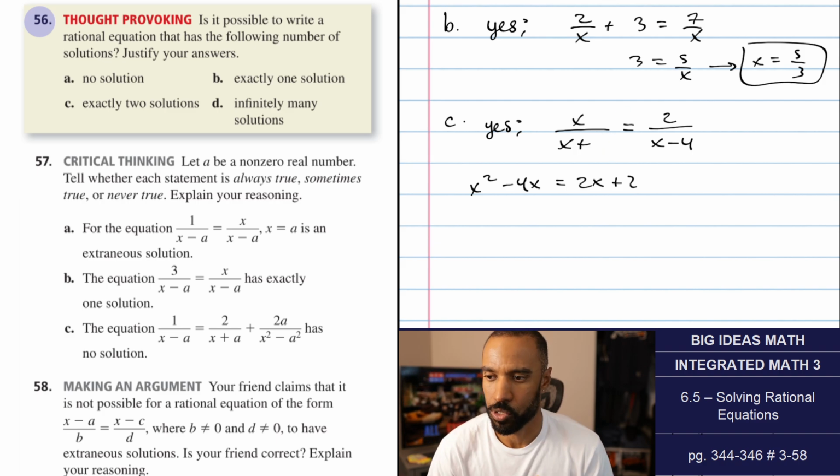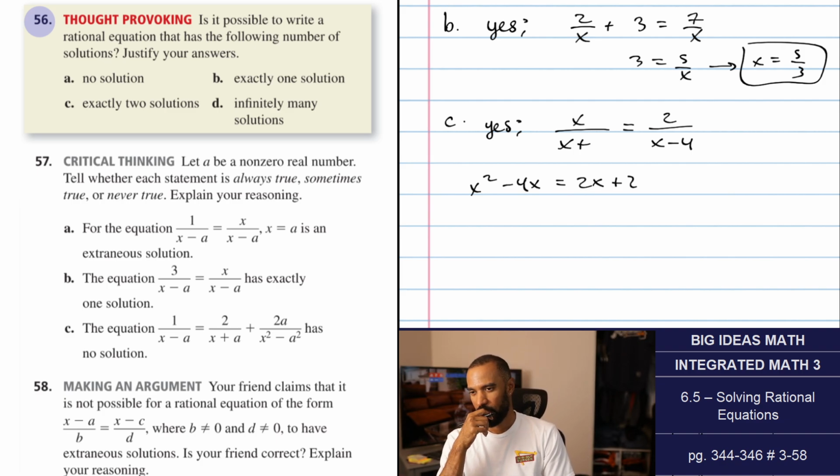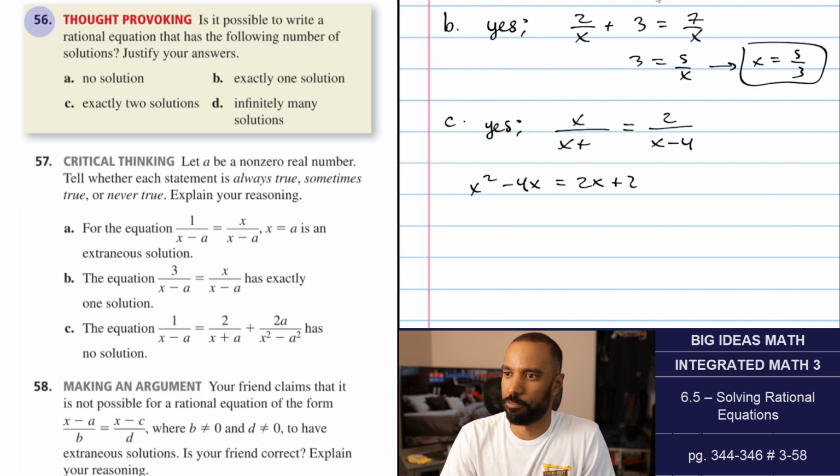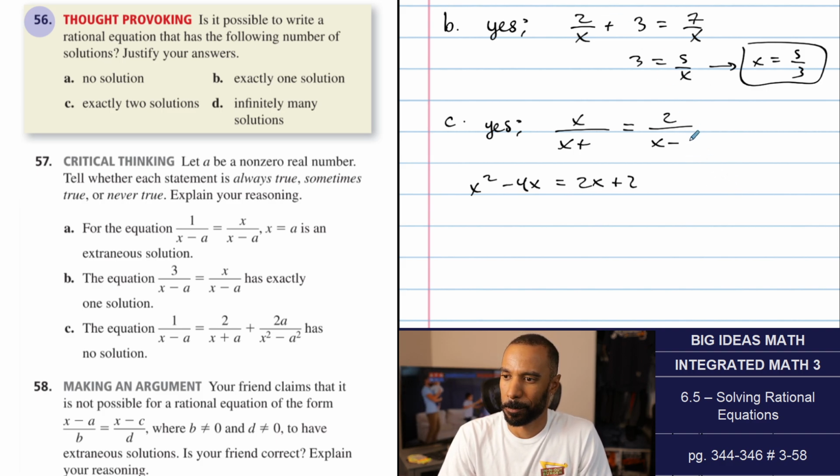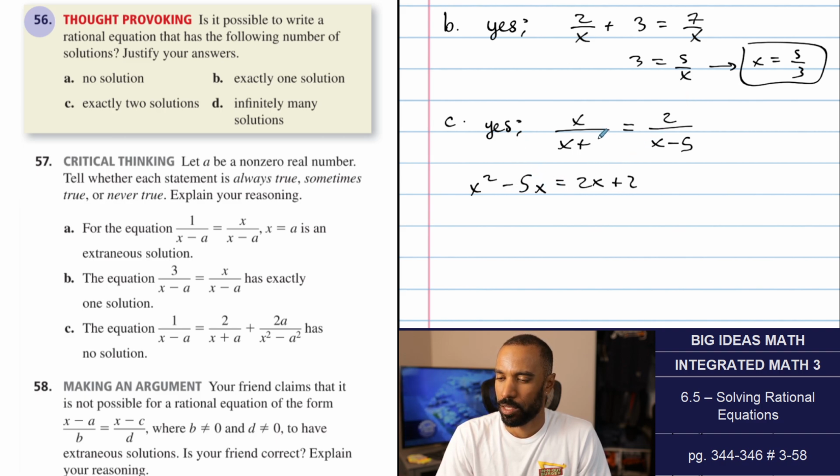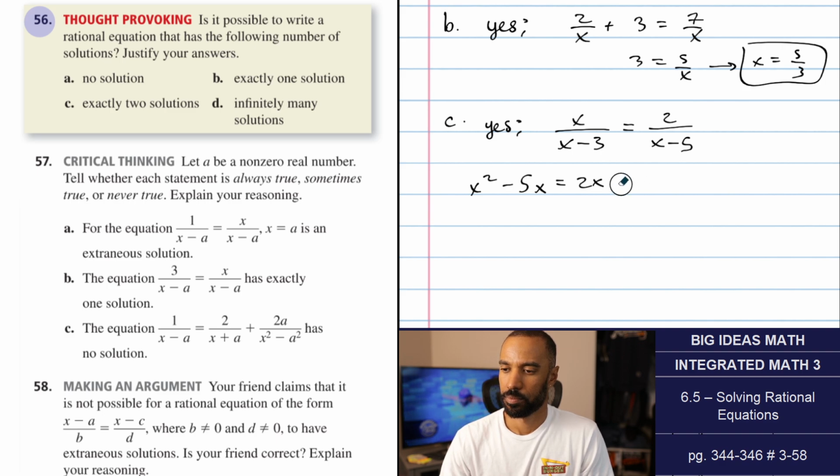Oh, I don't think that'll have two solutions if I do that. Let's do a 5. I have to think about this. X squared minus 5x. And let's do a 7x minus 3. Let's try this. 2x minus 6 when you distribute, right?